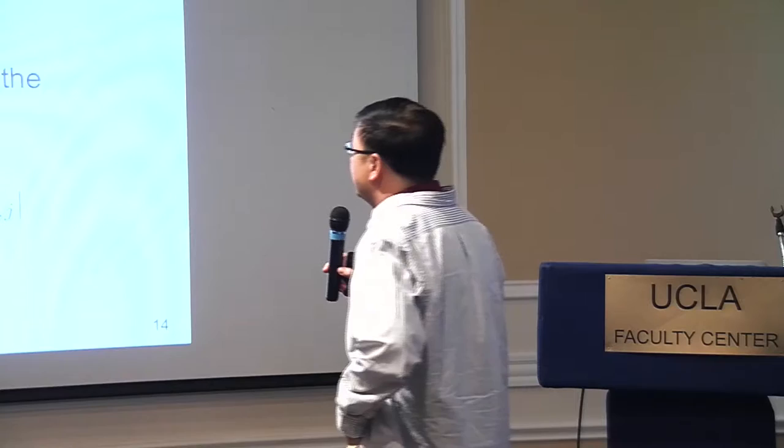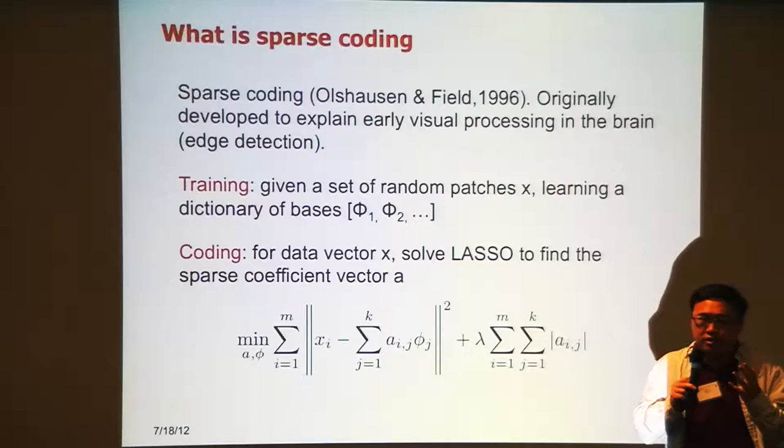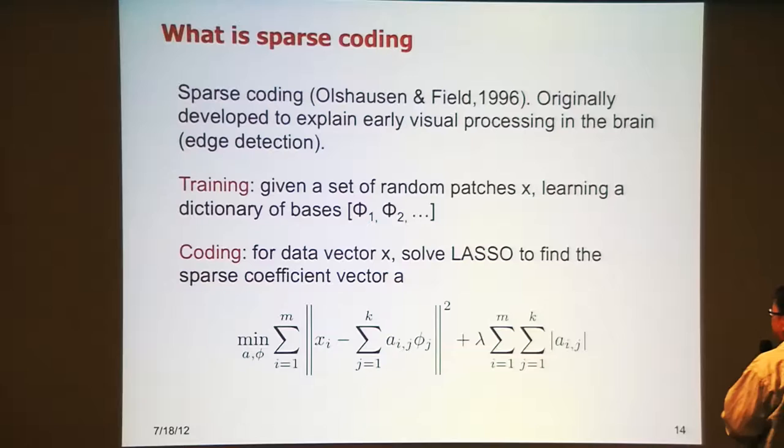Okay, so what is sparse coding? I think sparse coding was originally developed to explain early visual processing mechanisms in the brain, in biological visual systems. For example, they find evidence that sparse coding leads the way to edge detection.